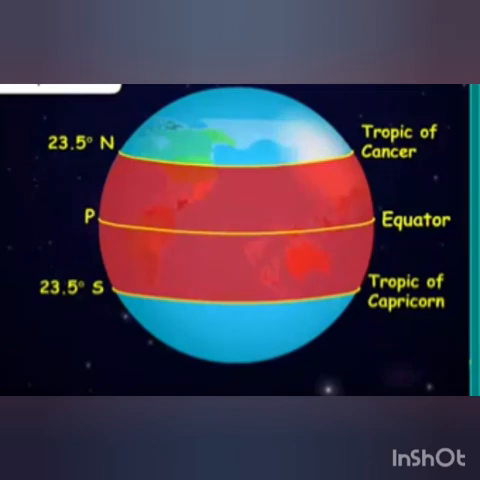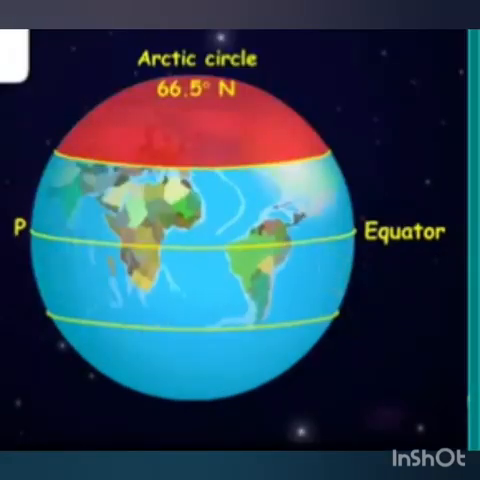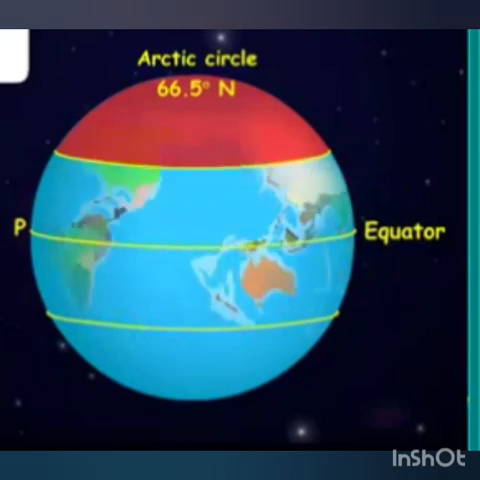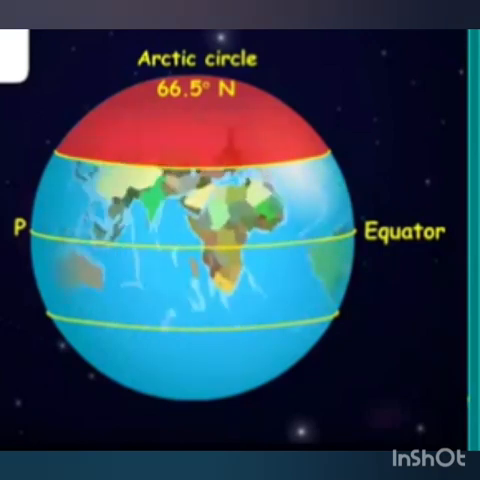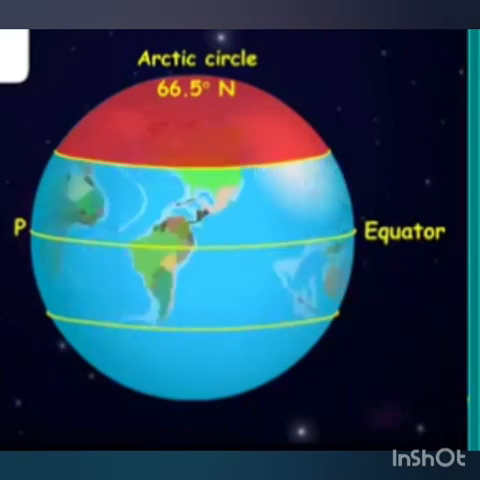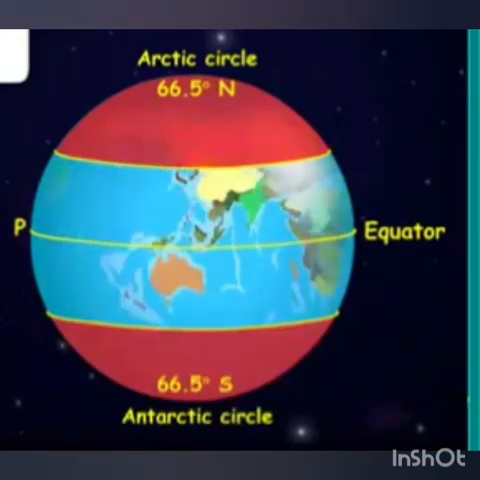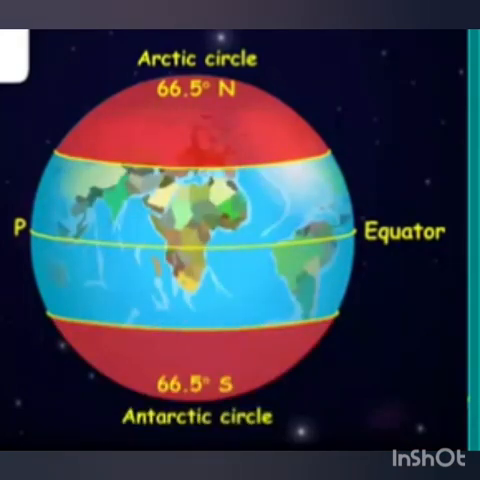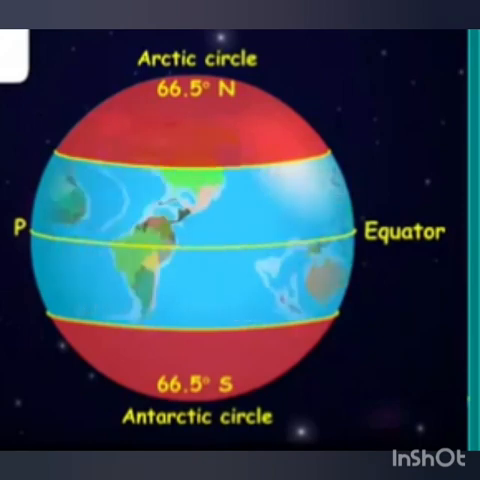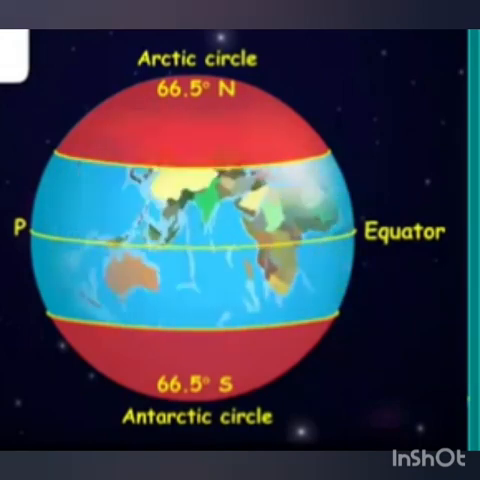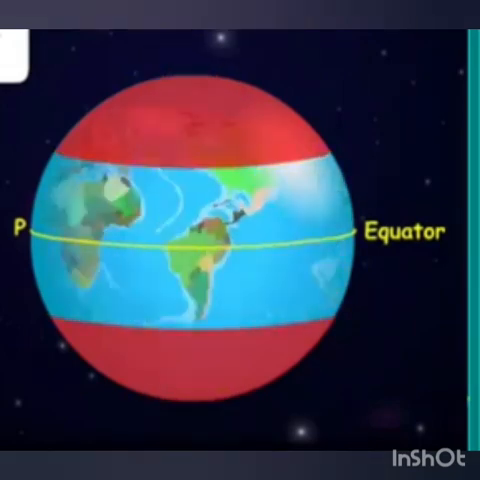This region has hot and humid temperatures because of direct sunlight, and it experiences the vertical rays of the sun. At 66.5 degrees north there is the Arctic Circle, whereas at 66.5 degrees south it is the Antarctic Circle. These regions are very cold and they are the polar regions.